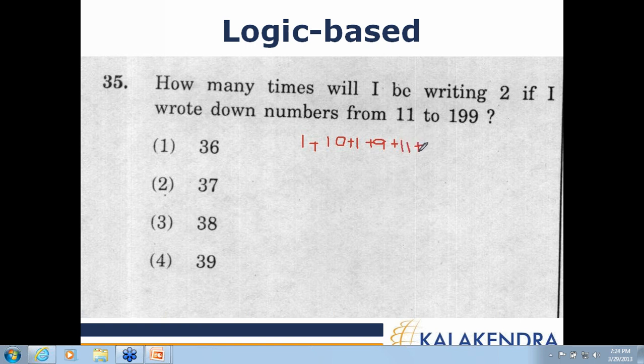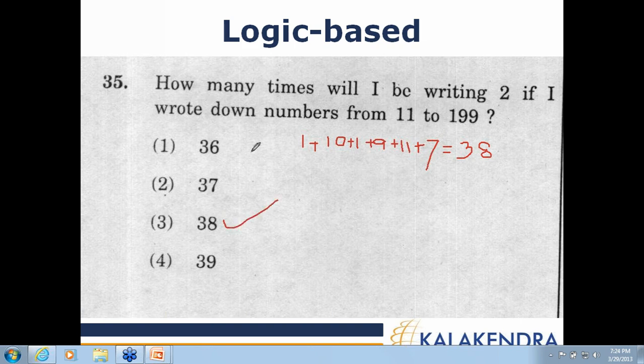And then you have the 130s. So you've got 1 2 for 132, 142, 152, 162, 172, 182, 192. Again 7 2's right now. So all of this added together, you've got 22 plus 16, that is 38.